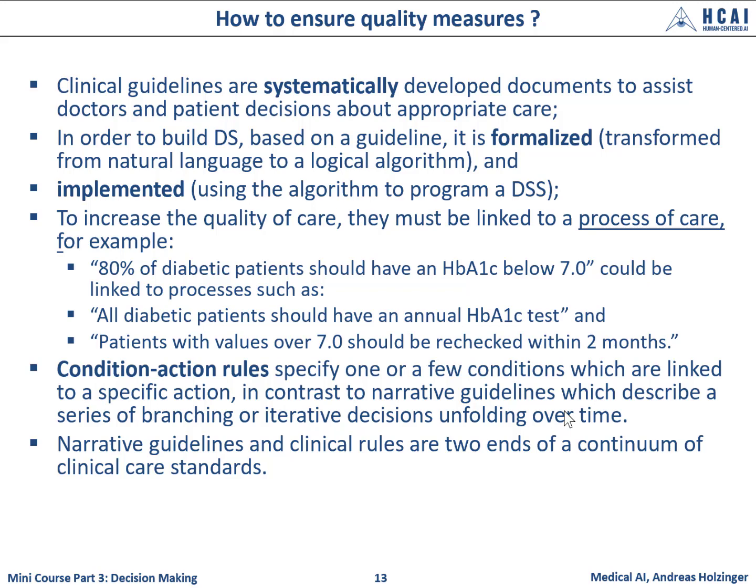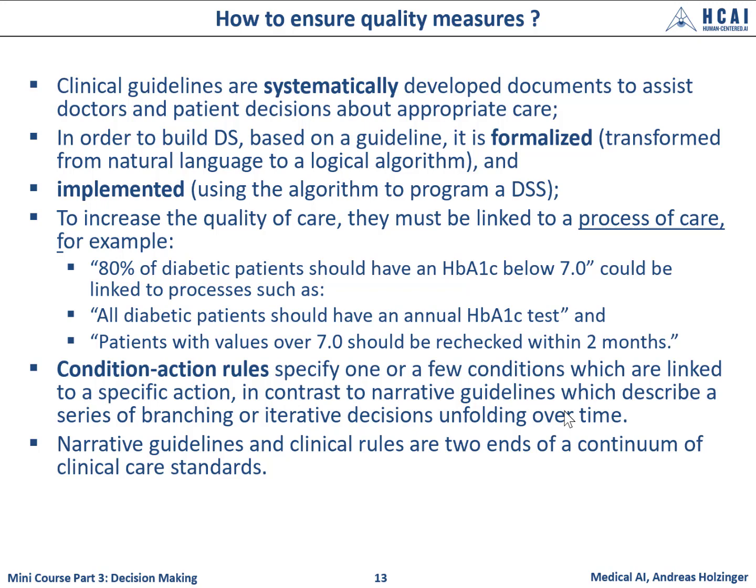So how to ensure quality measures? This is via guidelines. Guidelines have to be formalized. They are transformed from natural language to a logical algorithm. You know already what an algorithm is, and it is implemented in a computer, for example, in a computer program or in a decision support system. They use the algorithm to program this decision support software, which is then used in practice.